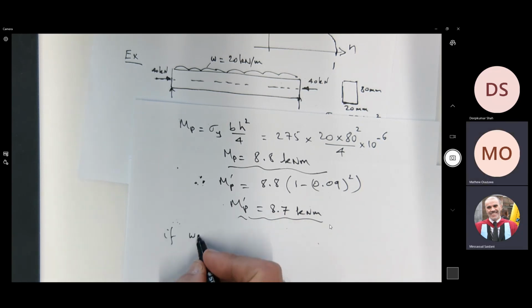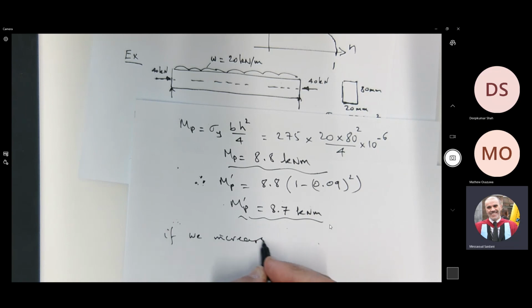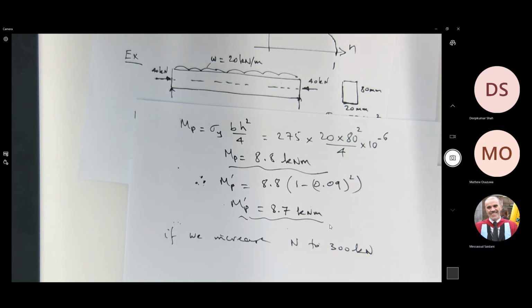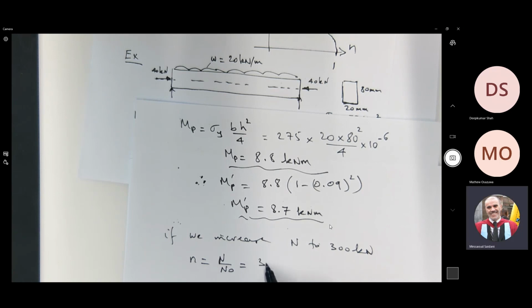I'll give you a question. If we increase N to, let's say, 300 kilonewtons, can you work out for me, please, the new reduction in the plastic moment? What's going to change? N is going to change, isn't it? So that's 300. And Np is the same, it's 440.